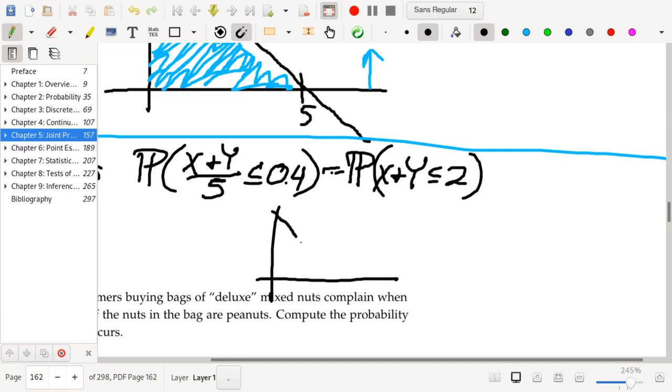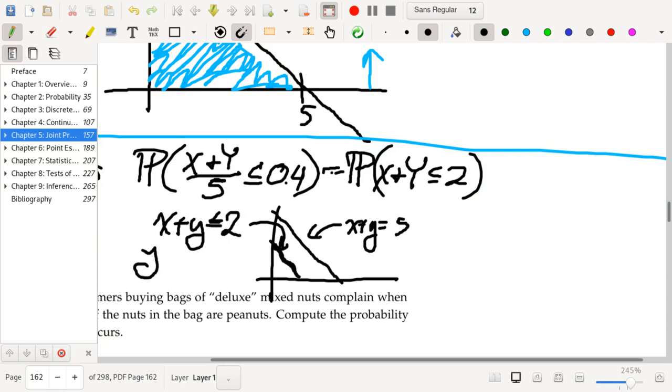If we were to sketch out our region, x plus y is less than or equal to 2. This is the line x plus y equals 5. All right, x plus y is less than or equal to 2. That's going to be a similar line. So this line right here, x plus y equals 2, is equivalent to saying that y is equal to 2 minus x. So that's going to be the line, and we need to be less than or equal to 2. So we're looking at the red region below the line. That is the region corresponding to our event.